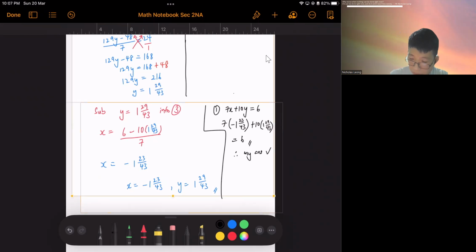So you just have to check your answer. You don't need to show it. Write in pencil. Okay, so this one is optional, just to check whether you get the right answer or not. So if after you substitute the values of x and y into an equation, they give you the same number on the right side, that means you got the right answer. Thank you.